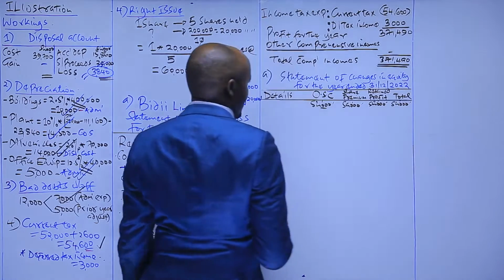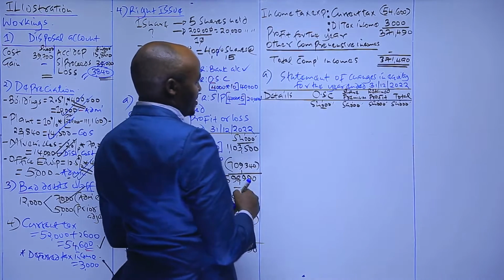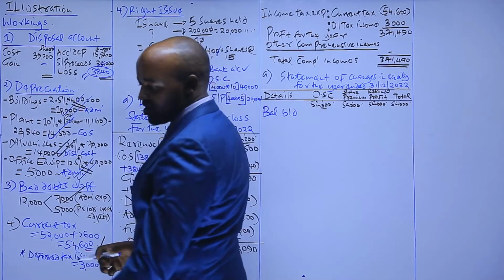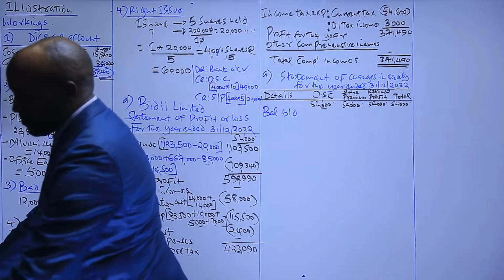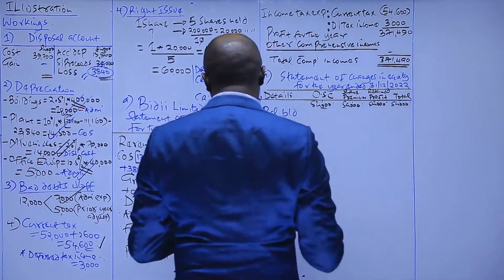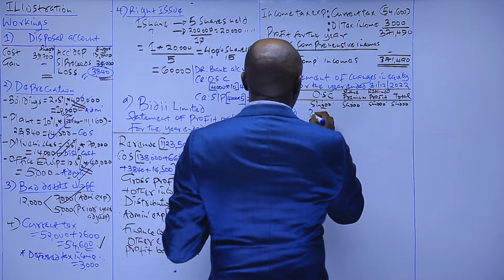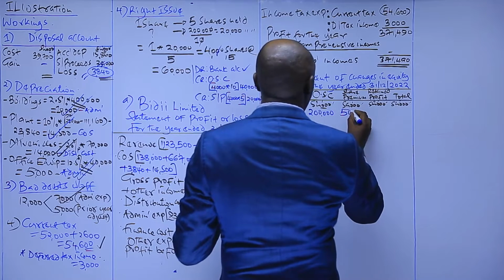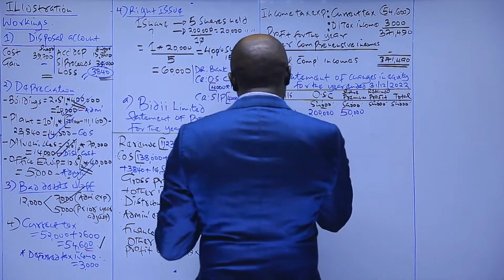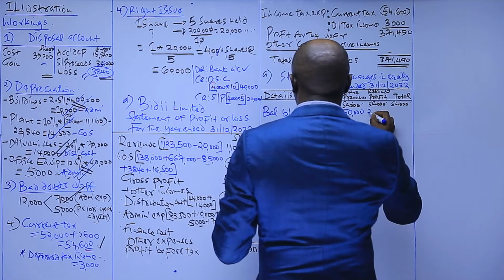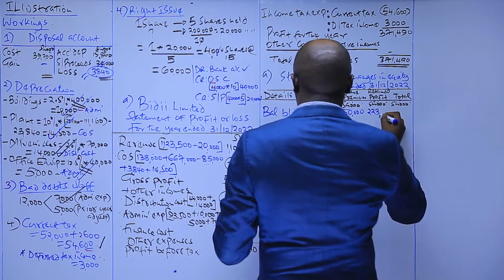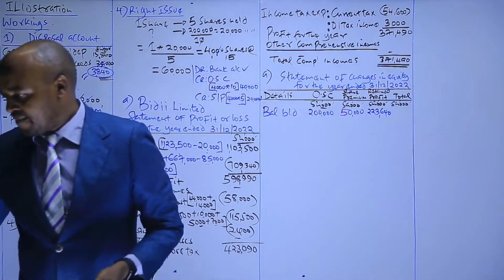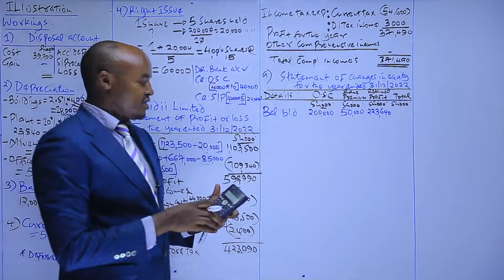So what do we start with here? We always start with the opening balances, balances brought down. These are the figures we have in the trial balance. For ordinary share capital, the opening balance was 200,000, share premium 50,000, retained profits 223,640.